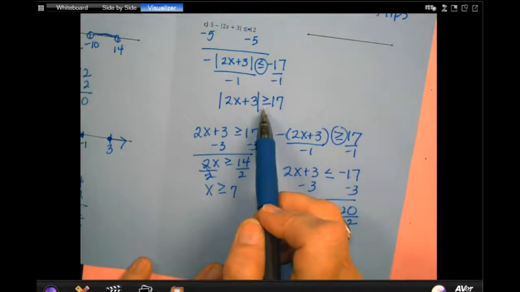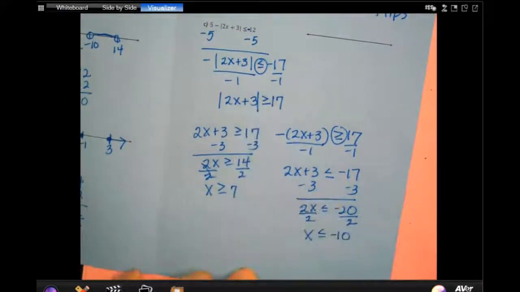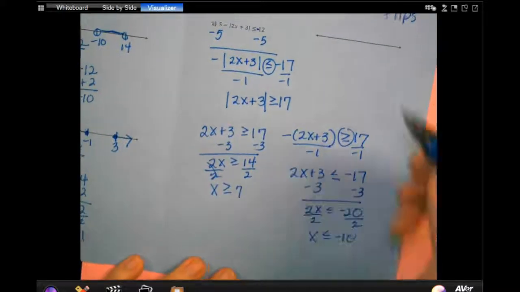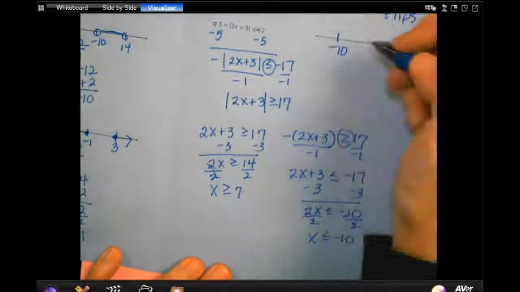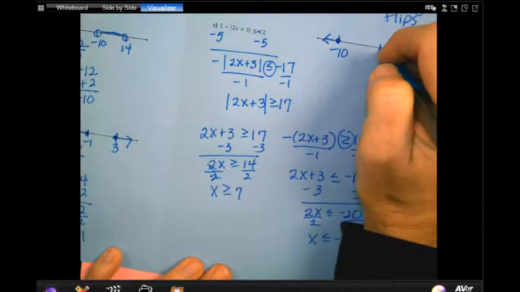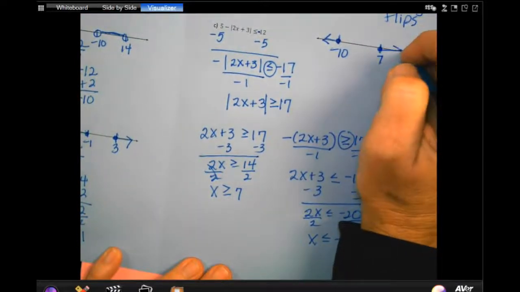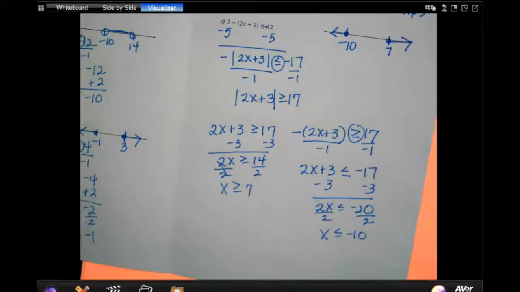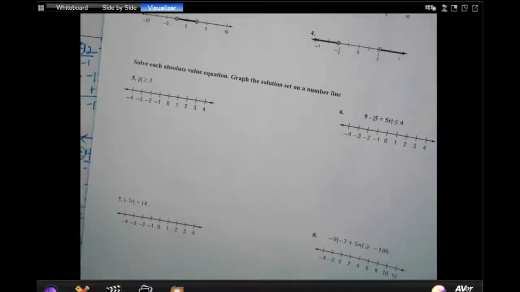So right here, is this going to graph in or graph out? It's greater, so it's going to go out. So I'm going to have -10 and a closed circle, and this way, and a 7, and it's going to go that way. Yeah, right? I mean, nothing's changed, right? The only thing that changed is the graphing in and graphing out. So if you look at your worksheet, oh wait, we're not done, sorry.